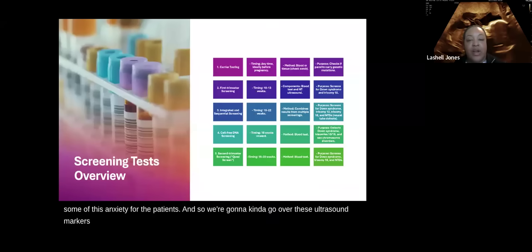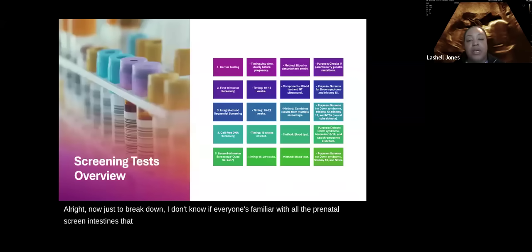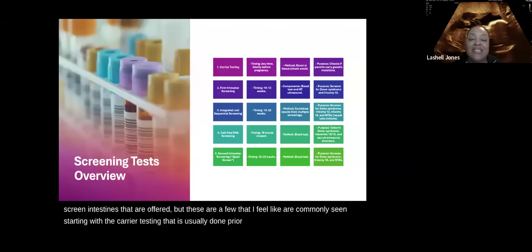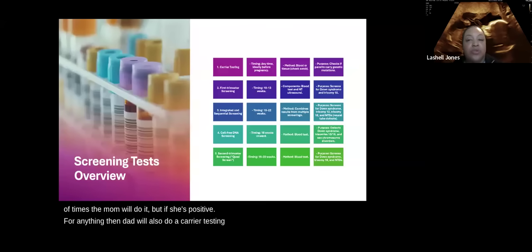Okay. All right. Now, just to break down, I don't know if everyone's familiar with all the prenatal screening tests that are offered, but these are a few that I feel are commonly seen, starting with carrier testing. That is usually done prior to pregnancy, but a lot of times, once patients find out they're pregnant, they will do carrier testing. A lot of times the mom will do it, but if she's positive for anything, then dad will also do carrier testing to see if they match. So, carrier testing is offered.